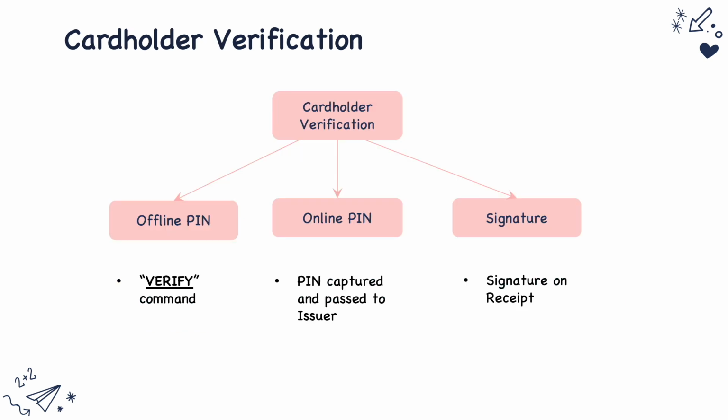The next step is cardholder verification, where we verify if the cardholder is a valid, legitimate cardholder for performing the transaction. There are three modes. The first one is offline PIN, where the terminal requests the chip to verify if the PIN is valid. The second one is an online PIN, where the terminal captures the PIN and passes it on to the issuer for validation. The third one is a standard signature verification, where the merchant is requested to verify the signature.